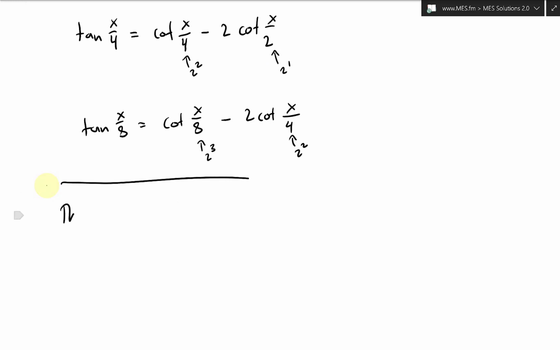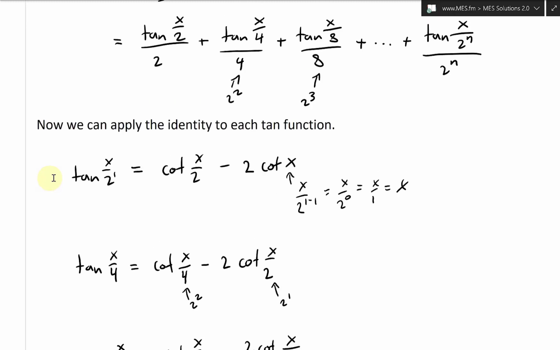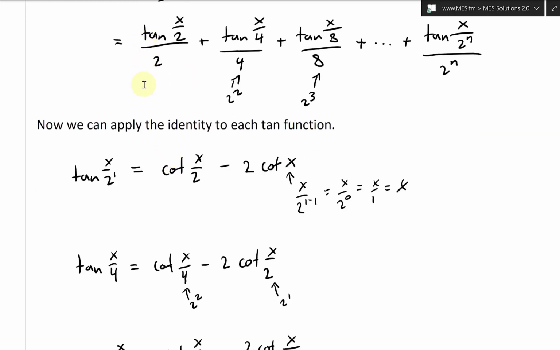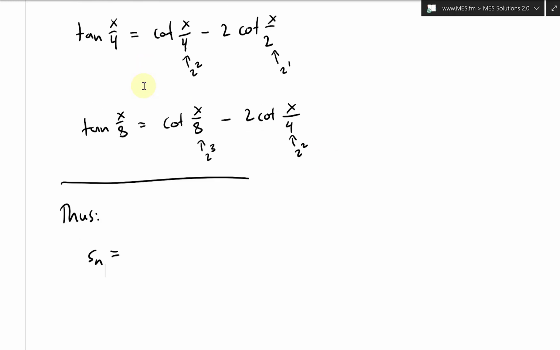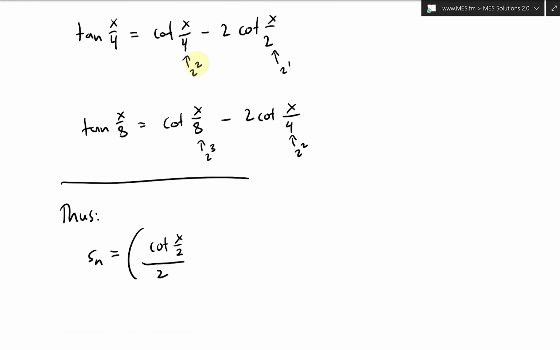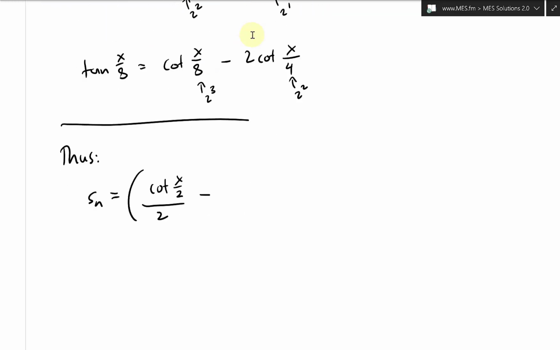Let's put a line here. Thus what we have is the partial sum Sn. The nth partial sum is equal to, and we're going to replace this tan x over 2 with this, but then we also divide by 2. So that means put a bracket like this. It's going to be equal to cotangent x over 2, that's this part, and then divide by 2, minus, this one, the 2's cancel. So this is going to be minus cotangent of x, like that.